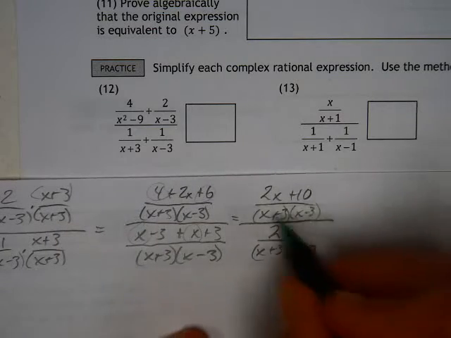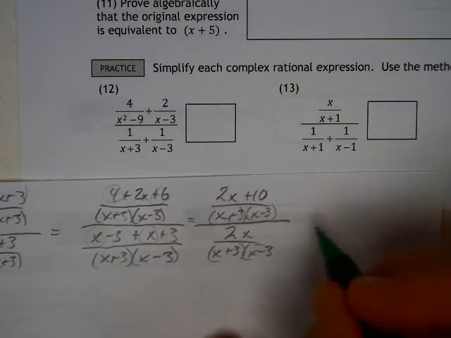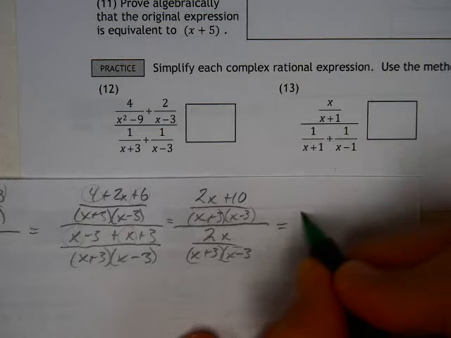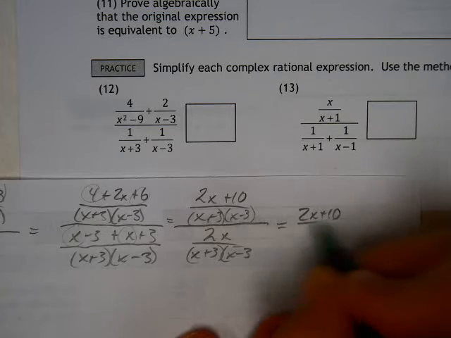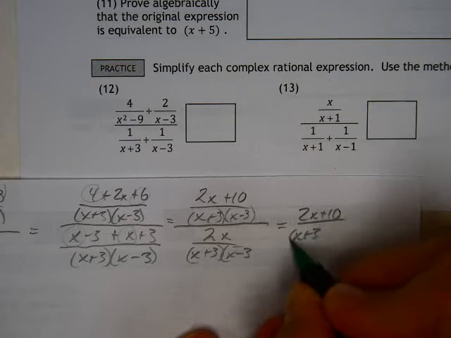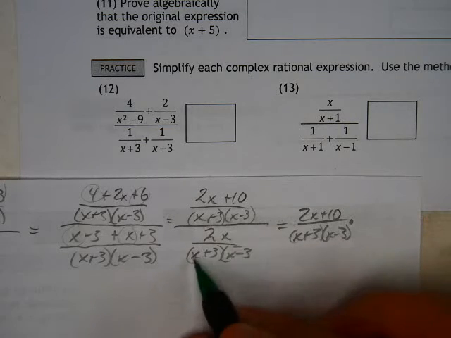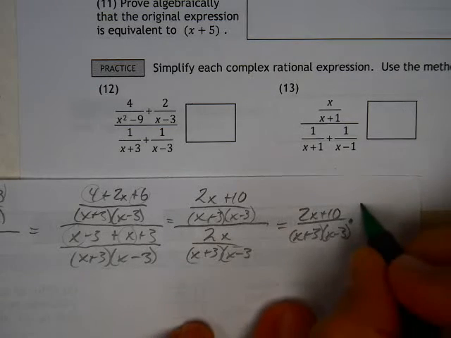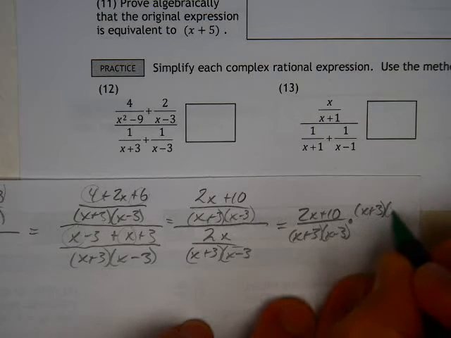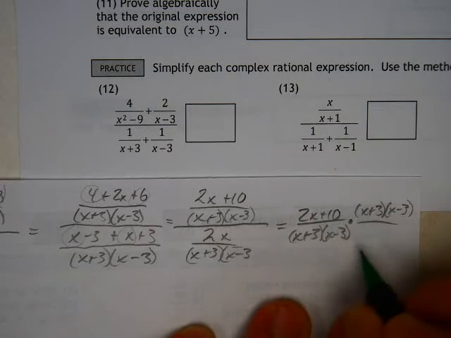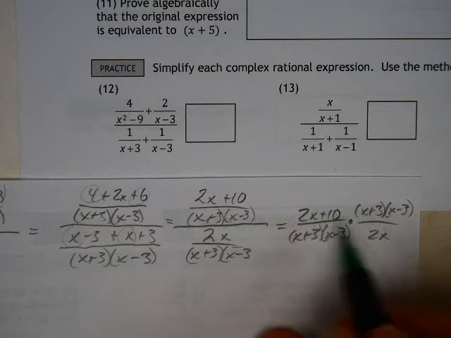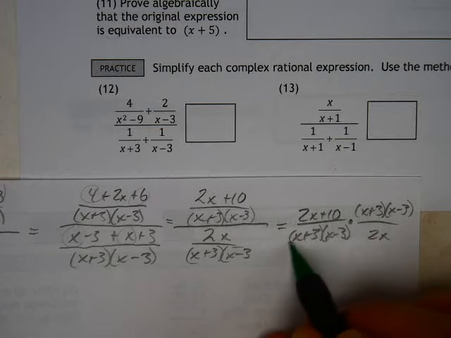So that whole thing now, I've got a fraction over a fraction. It is now that I can rewrite this as 2x plus 10 over x plus 3, x minus 3, times, instead of divided by, the reciprocal of this. So that's the x plus 3 and the x minus 3 over the 2x. Now, I'm going to blow your mind a little bit here in just a second.